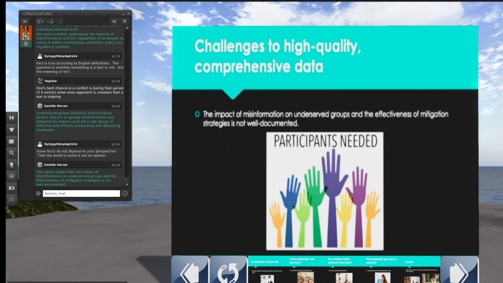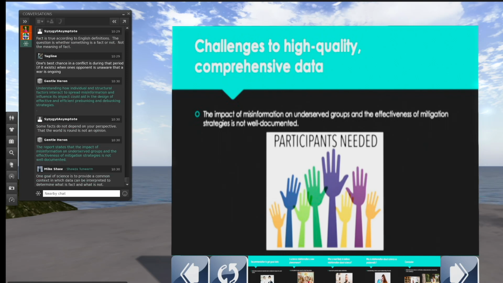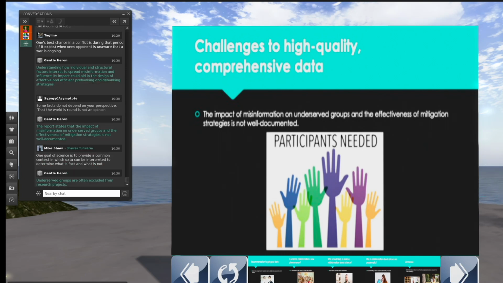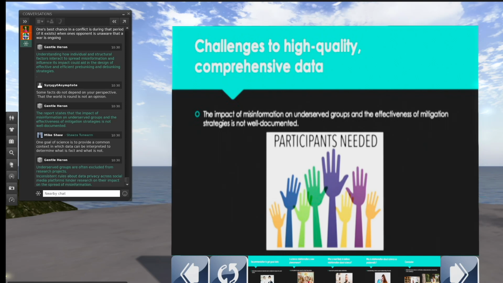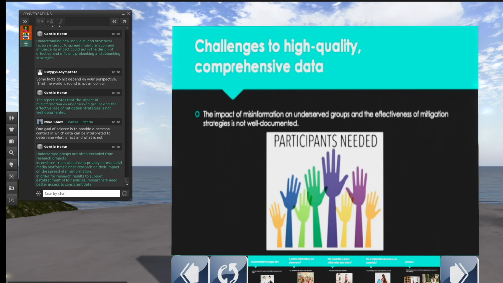The report states that the impact of misinformation on underserved groups and the effectiveness of mitigation strategies has not been well documented. Mike reminds us that one goal of science is to provide a common context in which data can be interpreted to determine what is fact and what is not. Underserved groups are often excluded from research projects. Inconsistent rules about data privacy across social media platforms hinder research on their impact on the spread of misinformation. In order for research results to support establishment of fair policies, researchers need better access to consistent data.